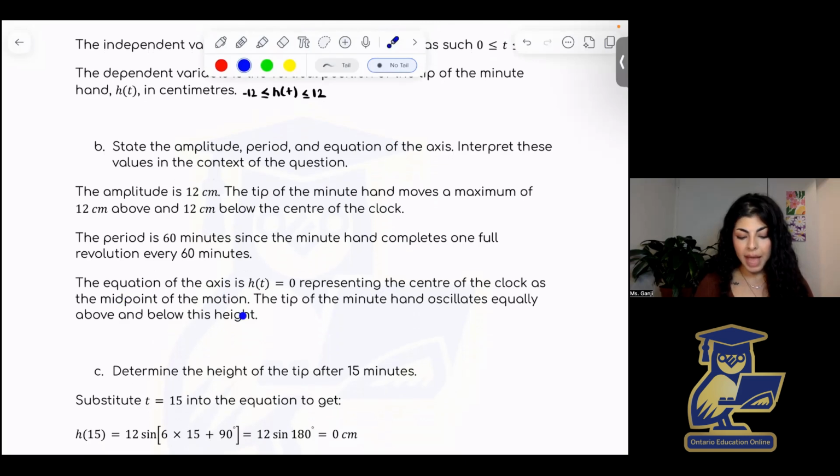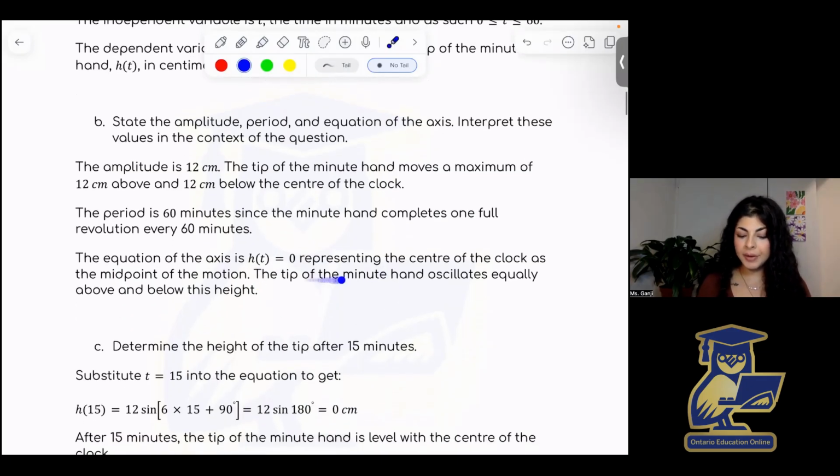Now, the equation of the axis, h of t equals 0, represents the center of the clock as the midpoint for us. So when we are considering the motion, the center of the clock is going to be the center. When we go to the maximum or minimum, it is with respect to that center of the clock. And exactly here, the tip of the minute hand is oscillating equally above and below this height, which makes that our equation of axis, or the midline.